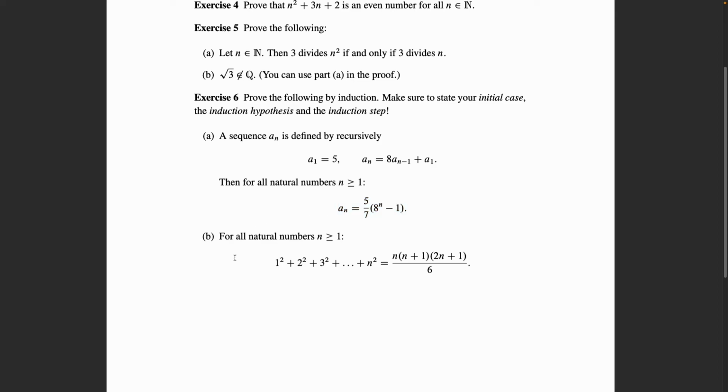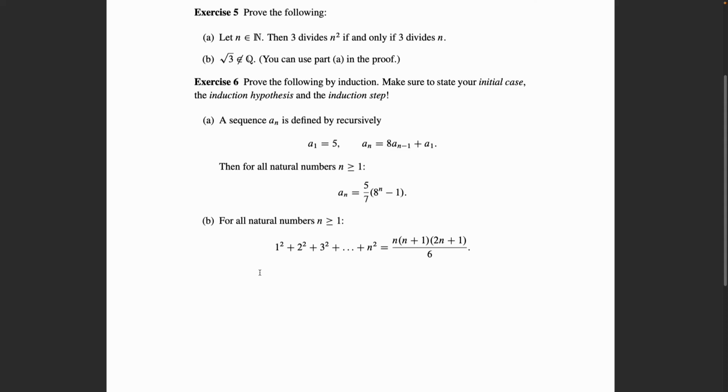And in part B, it's a bit similar to the Gauss summation formula. It's a bit more complicated. Here we sum over the squares of the numbers from 1 to n, and we are expected to prove by induction that the sum of the squares from 1 to n is the same as n times (n plus 1) times (2n plus 1) divided by 6.